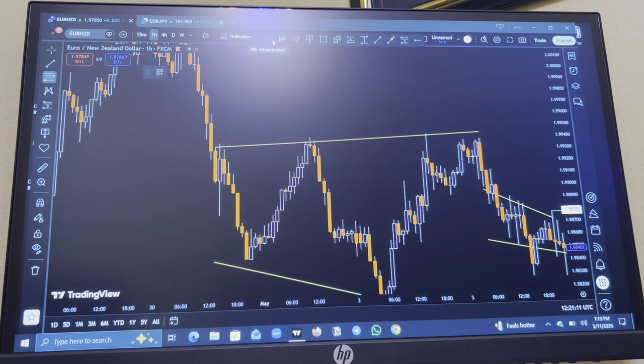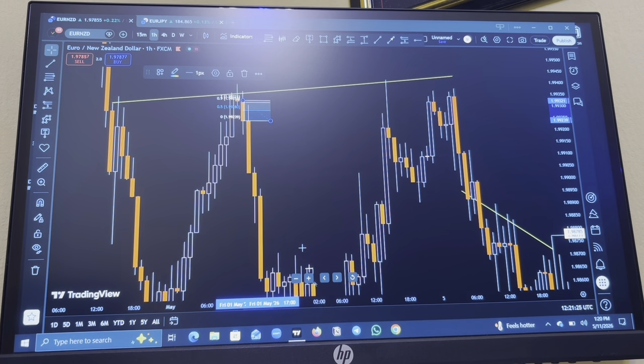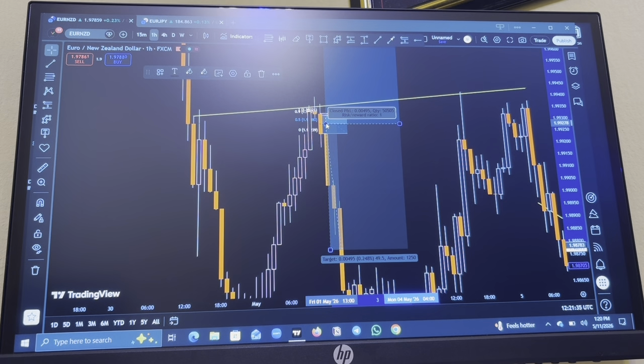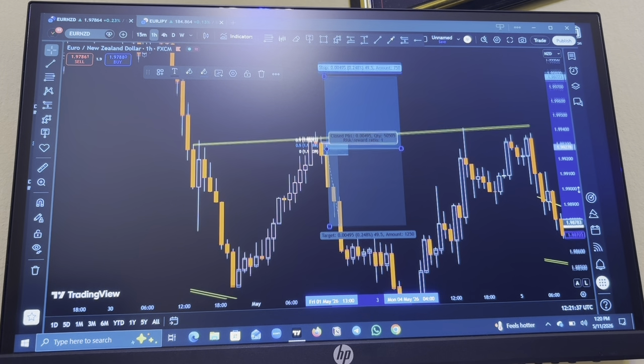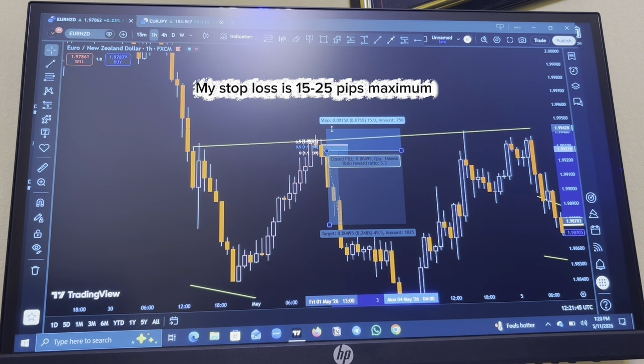Let's use our Fibonacci to be very sure of what we are doing. From the body, let's draw down to the body. You can see it. I will zoom this for you. Yeah. So we have 50% retracement already. So we will just have to put our short position around here. Then our stop loss, you can see it now, 49 pips, which is too large. I don't go more than 15 pips.